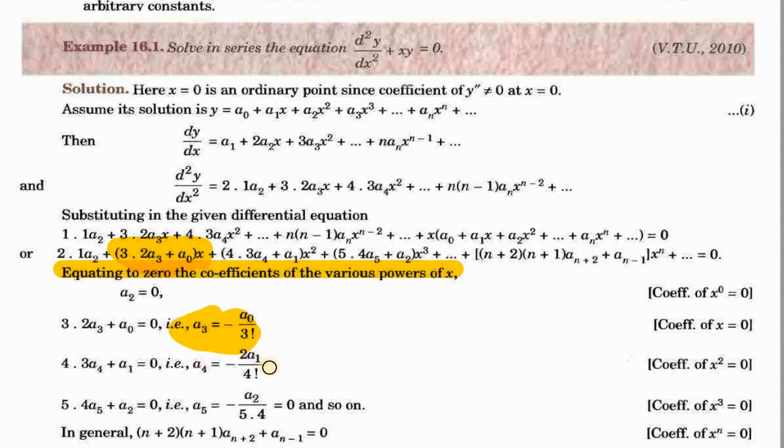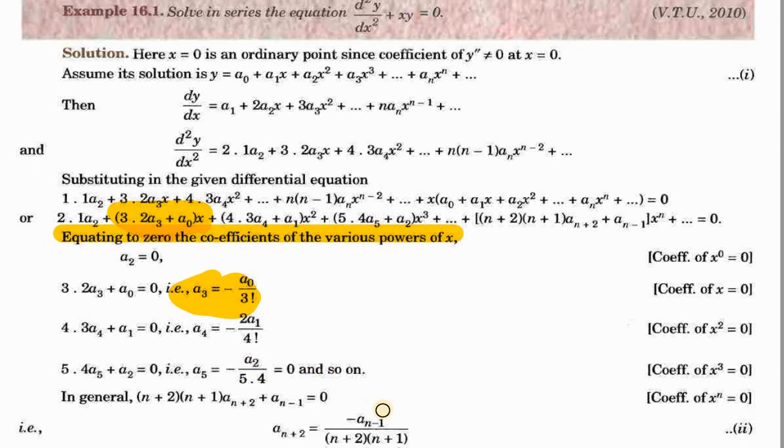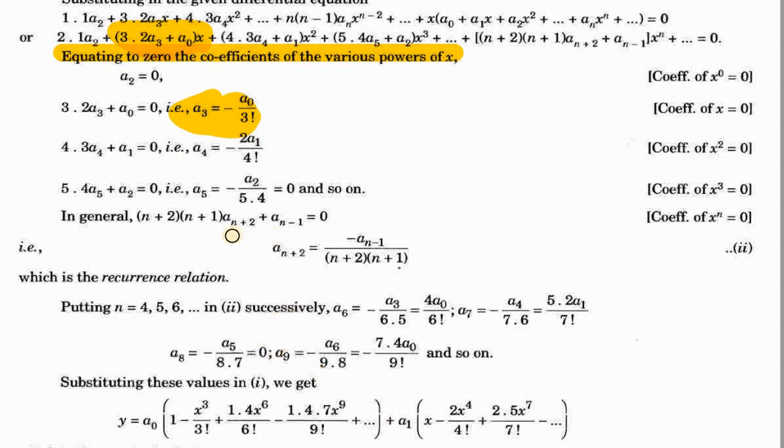Similarly, you are getting the a4 value in terms of a1, a5 in terms of a2, and so on. So in general, the coefficient is like this. So this particular coefficient is written, in general that a n plus 2 is depending on a n minus 1. So if you substitute n value 2, for example, then a4 will be there. So a4 will depend on n value 2 here, so minus a1 will be there. Now you just substitute n value 2 and check it, it is a4, and here it is going to become minus a1 by 4 into 3.